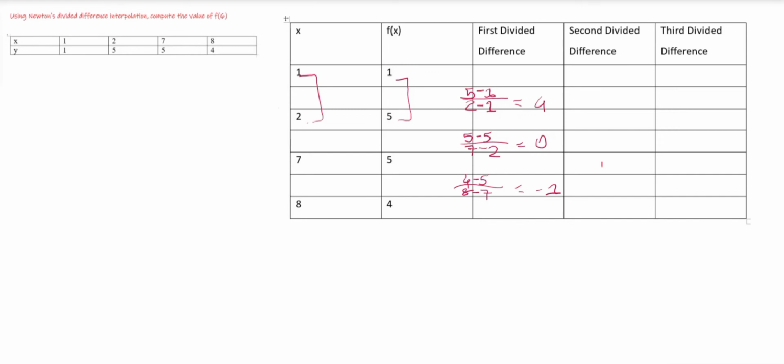Then for the second divided difference, we'll take the difference of these two values, which is 0 minus 4, divide it by seeing the cross values in the x column. So for 0 we have the cross value as 7, and for 4 we have the cross value as 1. So it will be 7 minus 1. Then minus 1, minus 0. For minus 1, we have the cross value as 8. For 0, the cross value is 2. So it will be 8 minus 2. On solving this, comes out to be minus 2 by 3.